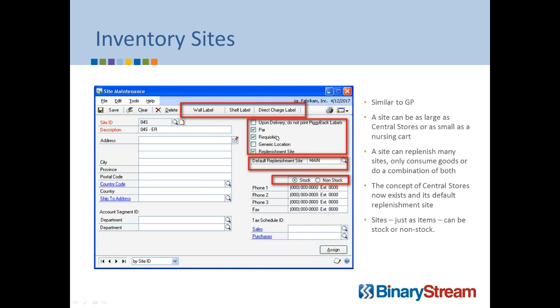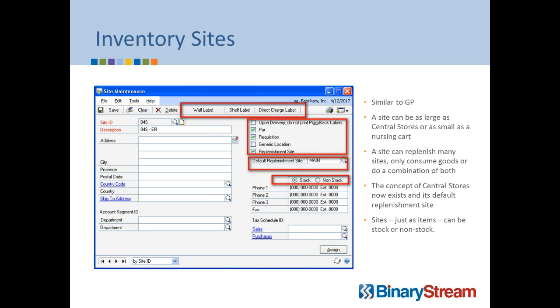Now you notice here that up at the top we have all sorts of different labeling attributes now that you can do within the product that don't exist in standard Great Plains. Labeling in healthcare is an extremely important materials function that must always happen either at the item level, shelf levels, wall labels and the wall levels. All of those different types of labeling must occur. But notice some of the different switches that we can apply to a particular inventory site.